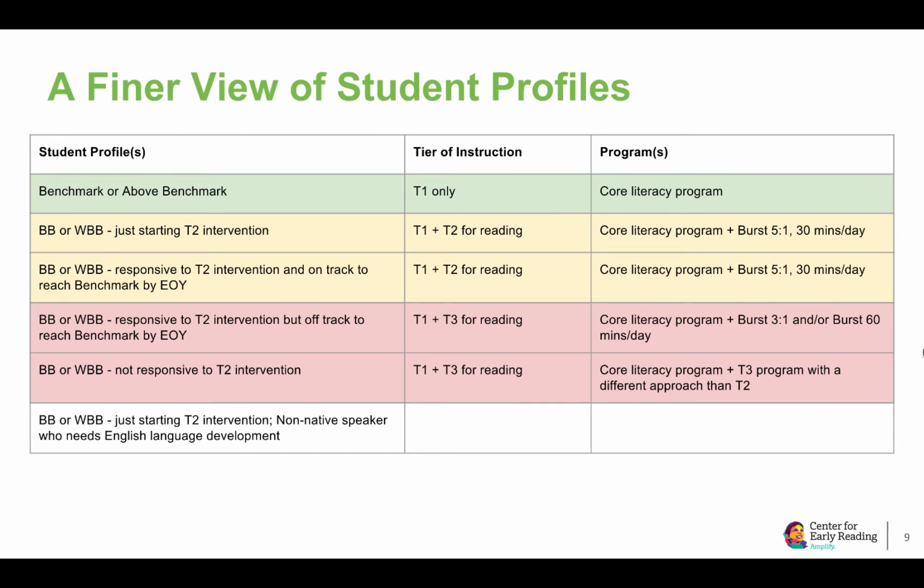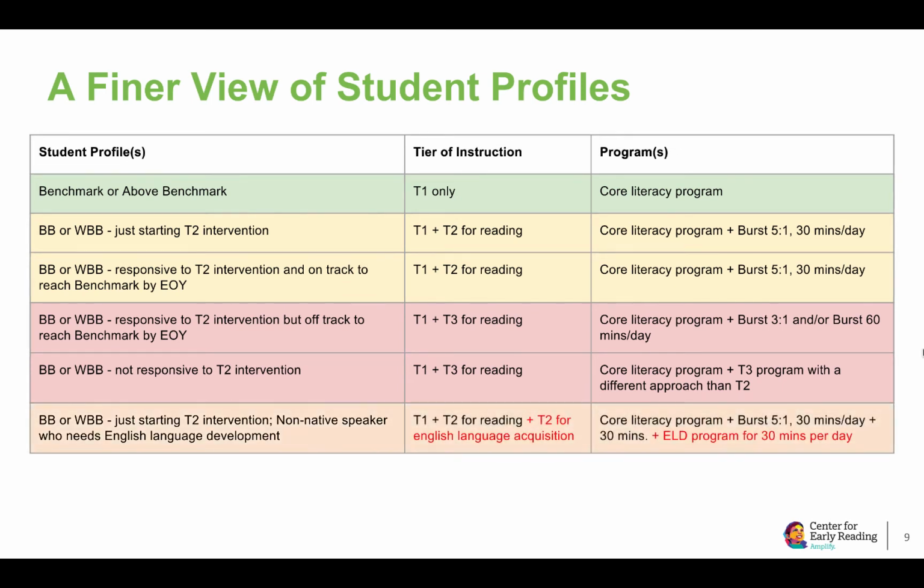What tier of instruction and program would you recommend for an English language learner student who is below or well below benchmark, just starting to receive Tier 2 intervention and needed oral language development? Similarly to the native English speaker, we need to give these students a few weeks of Tier 2 intervention for 30 minutes daily in small groups of 5 to 1 and see how they respond. In addition to the Tier 2 intervention, these students need an English language development program for 30 minutes daily to help them develop listening and speaking skills.